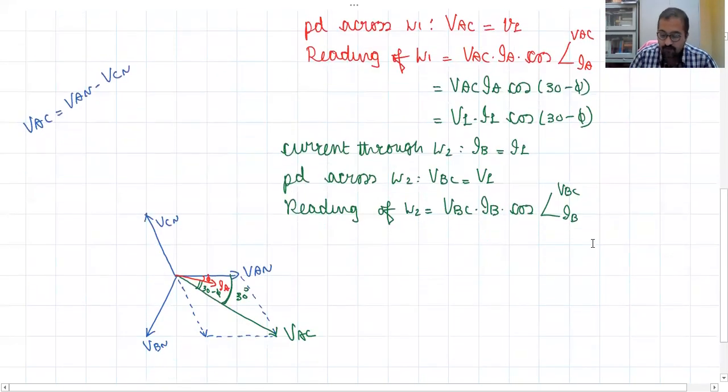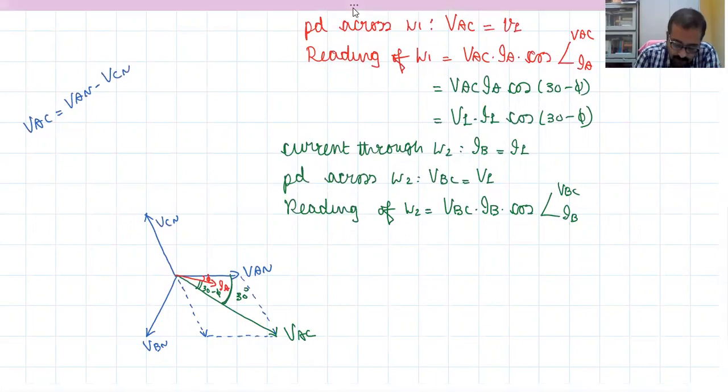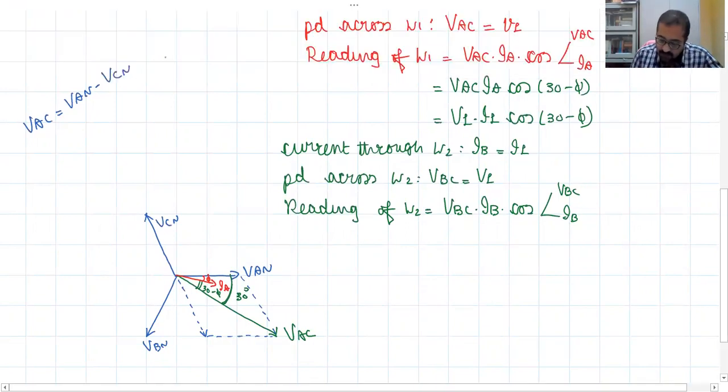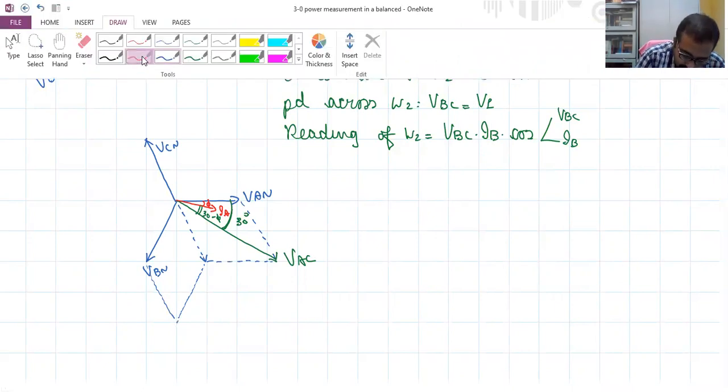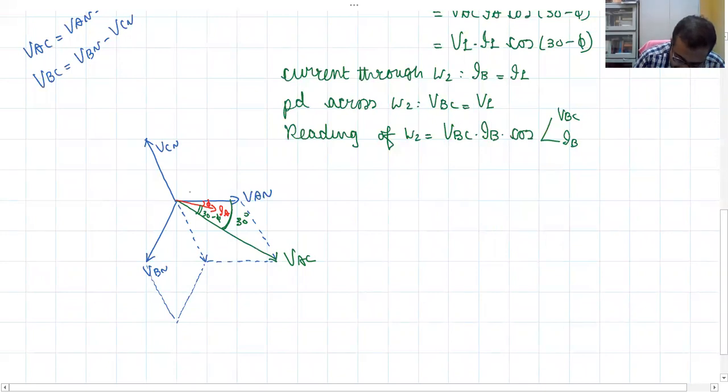Now we have to find the angle between VBC and IB. What is VBC? VBC is VBN minus VCN. So VBN we have, VCN we have. We have to take a phasor sum of these two, right? So this will be VBC.